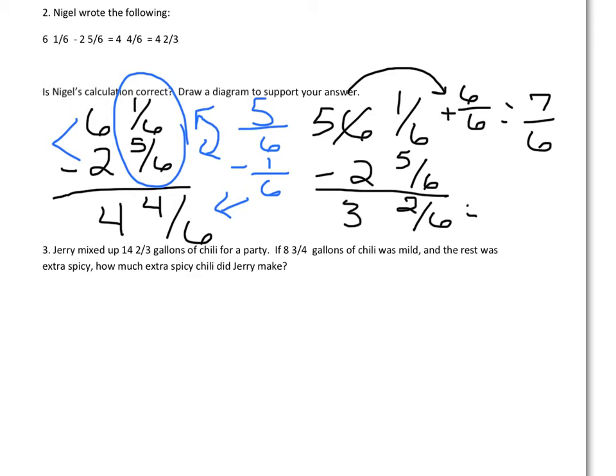If we then simplified it, we could also bring it down to 3 1/3. Therefore, Nigel's calculation is incorrect. 6 1/6 minus 2 5/6 is equal to 3 2/6, or 3 1/3. Let's take a look at question number 3.